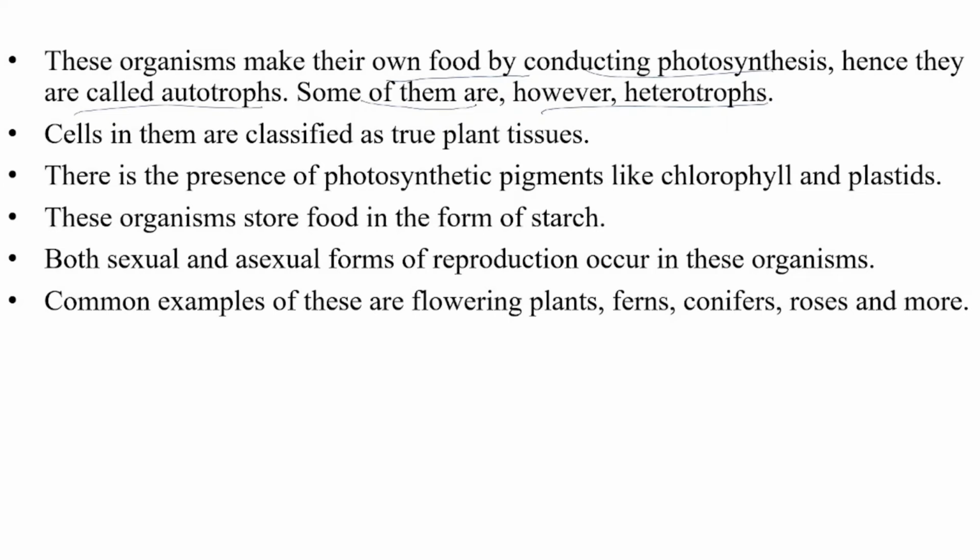Some plants are also there. Cells in them are classified as true plant tissues. There is presence of photosynthetic pigments like chlorophyll and plastids. These organisms store food in the form of starch. Both sexual and asexual forms of reproduction occur in these organisms. Some examples of these flowering plants are ferns, conifers, roses, and more.